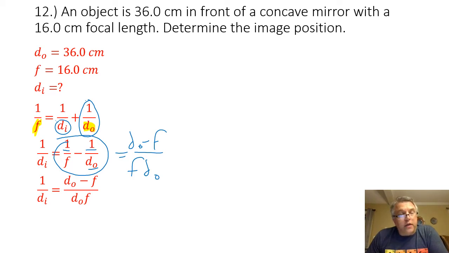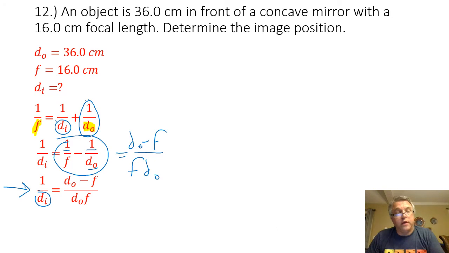So to neaten all of that up, I'm going to end up with 1 divided by the image distance equals the object distance minus the focal length divided by the object distance times the focal length. Now the next thing I want to do, and this is the tricky part, my unknown is still in the numerator here, so I need to get that into the denominator, and essentially all I need to do is flip both of those fractions around.